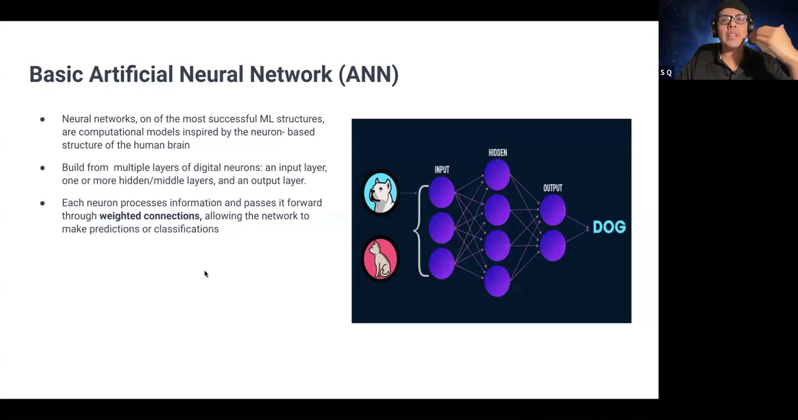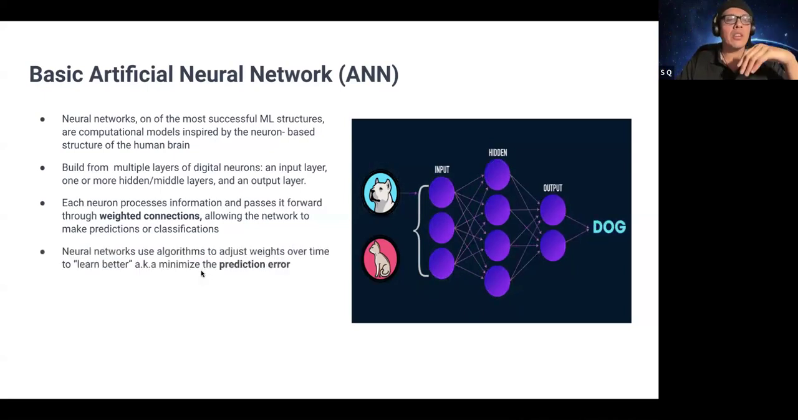And so that's how predictions are made. Once you train this network, it has learned, so now it can work and differentiate between the cat or the dog. The neural networks use algorithms to adjust weights over time, and they minimize their error prediction.